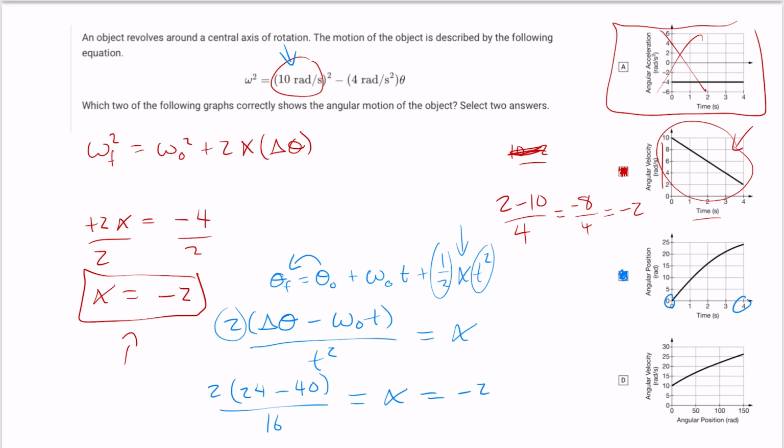For angular velocity, I can already tell you that first off, it's going to be very rare that you see angular velocity plotted with angular position. We don't necessarily have the information there to find the acceleration.